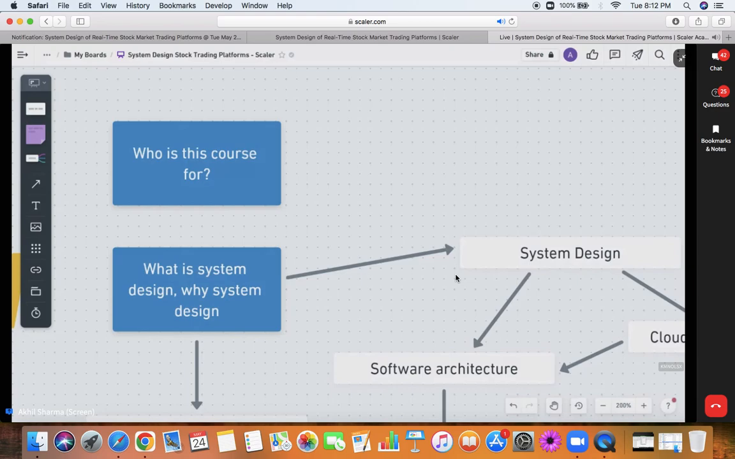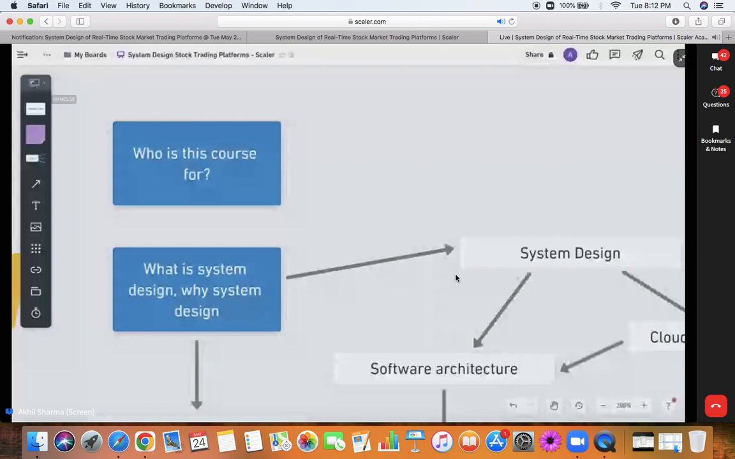But as you go up in your career and become more senior as a developer or engineer, you need to understand how the entire system works. You're not just focused on one small functionality. This is why system design is important. So what is system design?